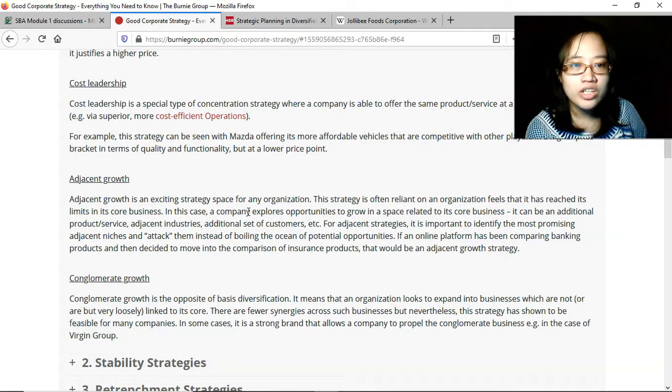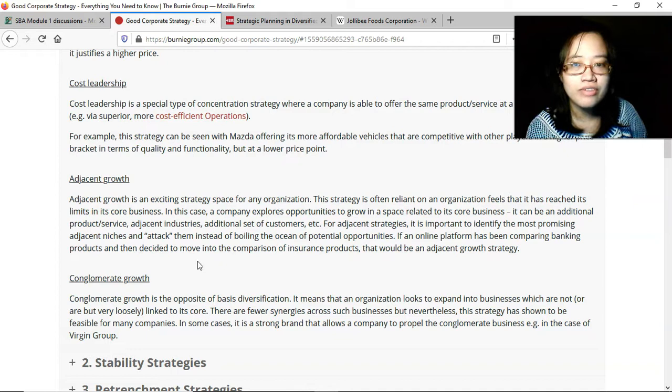Exciting strategy space for any organization, often reliant on an organization feeling that it has reached its limit in its core business. So you have your product line, or what they call core business, and in this case a company explores opportunities to grow in a space related to its core business. It can be an additional product or service, adjacent industries, additional set of customers, etc. For adjacent strategies, it's important to identify the most promising adjacent niche or niches and attack them instead of boiling the ocean of potential opportunities.